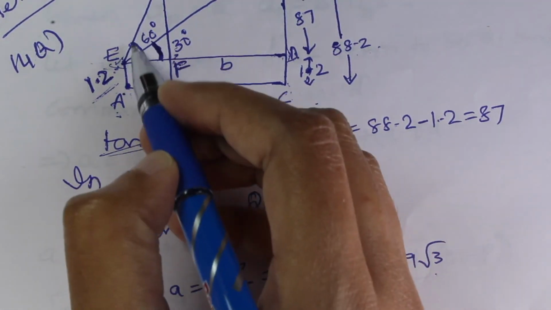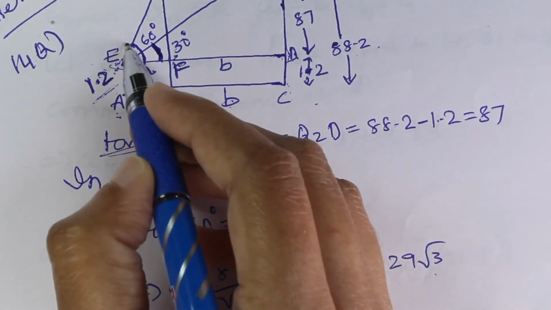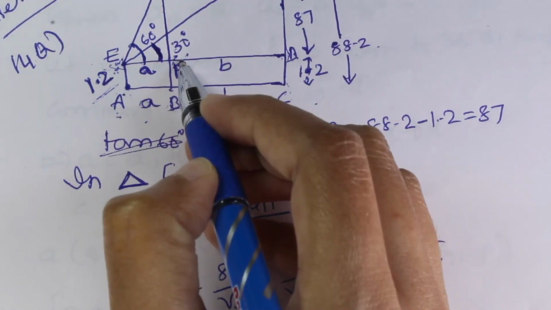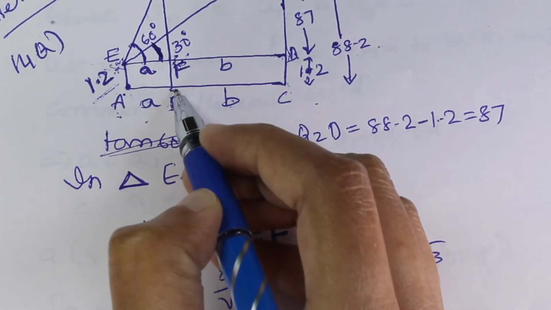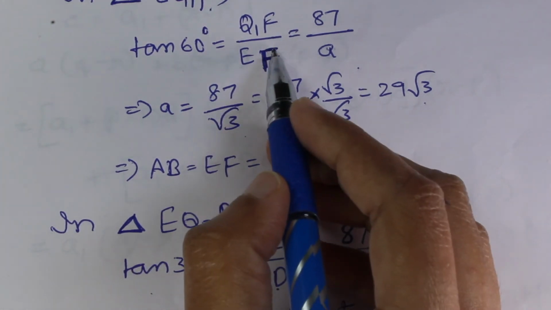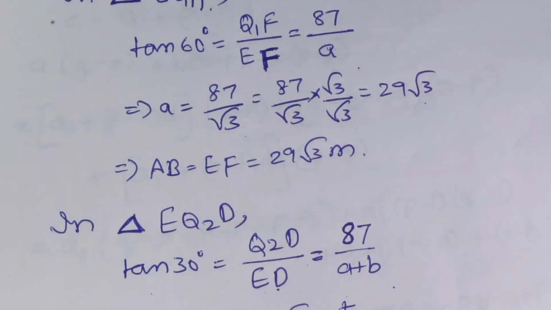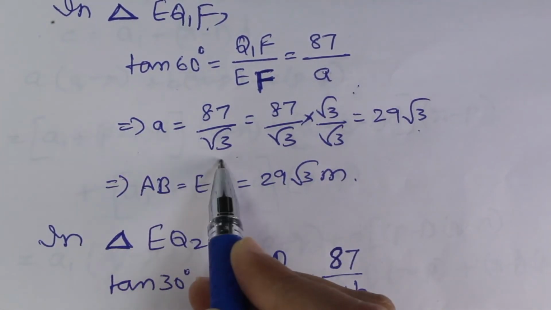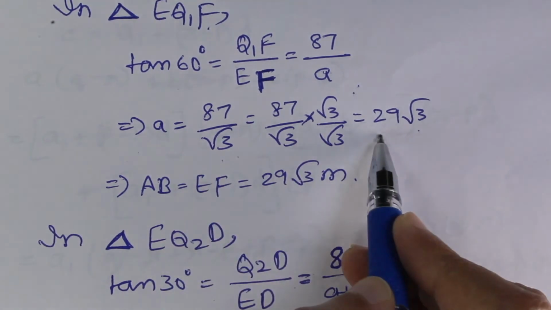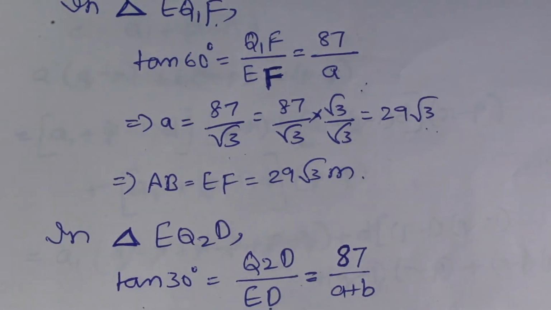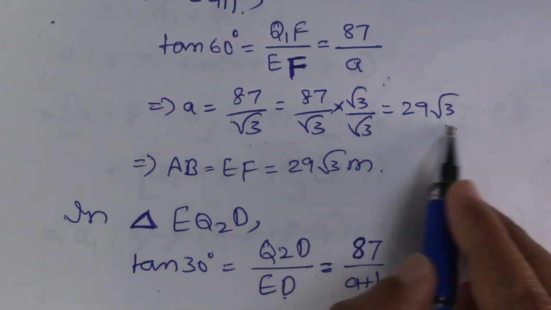Now if we consider the triangle EQ1F, tan 60 degrees becomes Q1F divided by EF. Q1F is equal to 88.2 minus 1.2, that is equal to 87 meters. So tan 60 degrees is equal to Q1F divided by EF, that is equal to 87 divided by a. a is equal to 87 by root 3 meters, that is equal to 29 root 3. Now we got the value of small a. Small a is equal to 29 root 3.